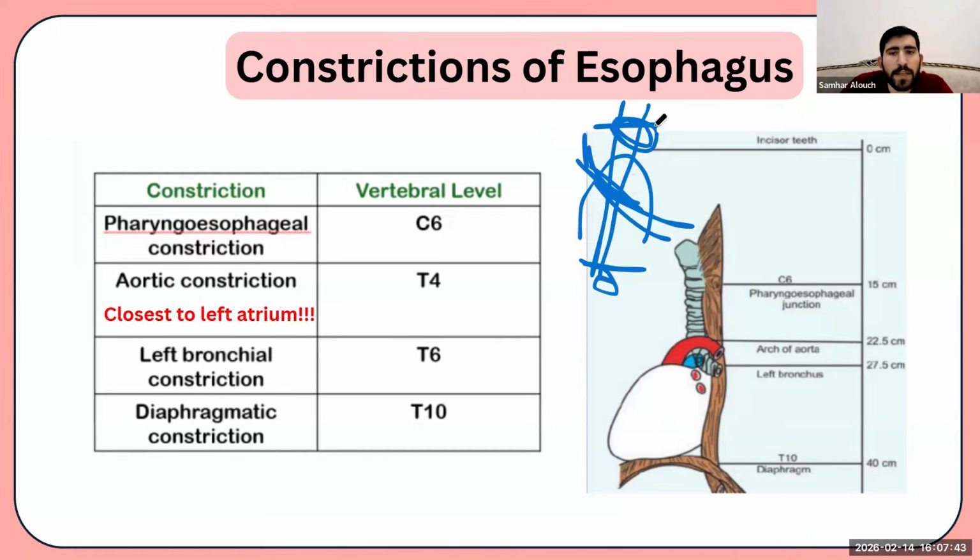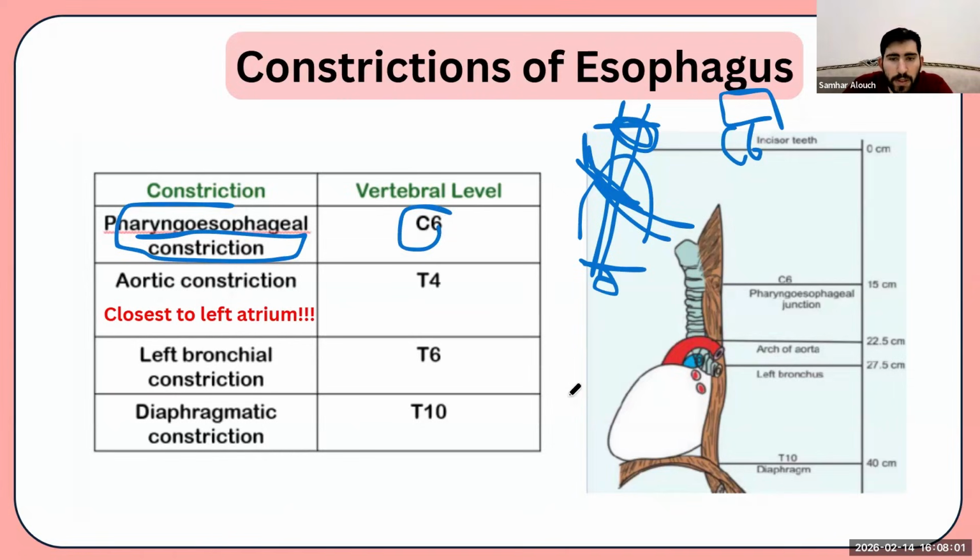First, as I said, the esophagus originates at C6. Where is that? At the pharynx. So first we have the pharyngo-esophageal constriction. The first constriction is where the esophagus and pharynx are related, at the beginning of the esophagus, which is C6.